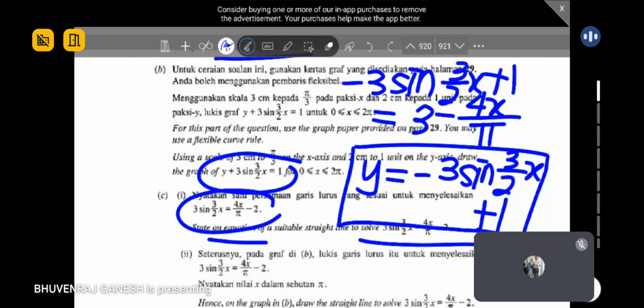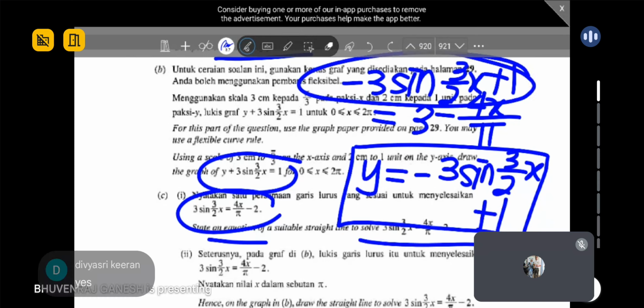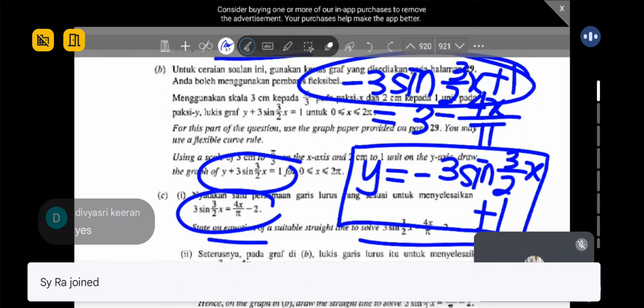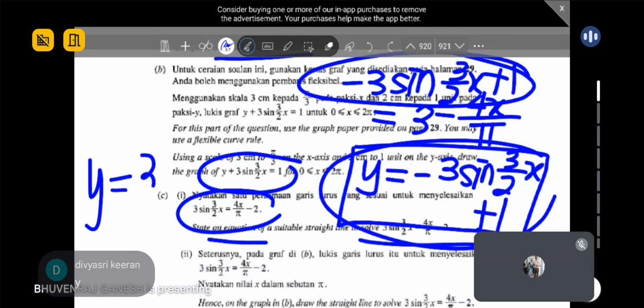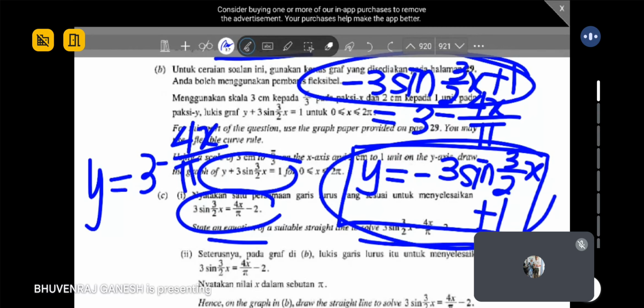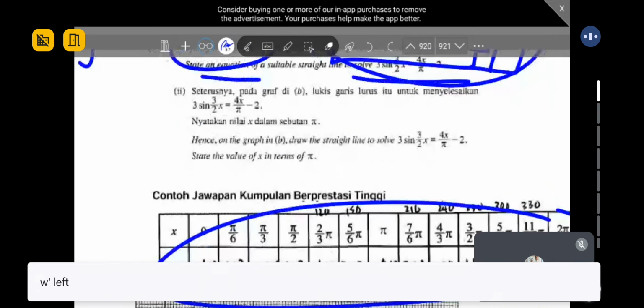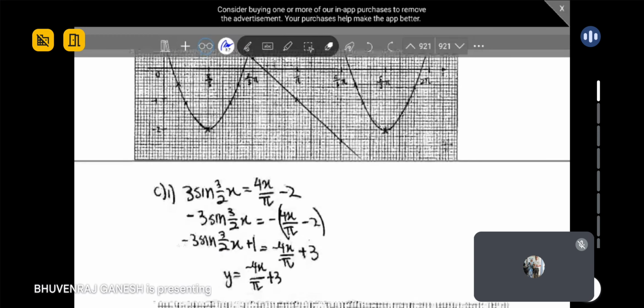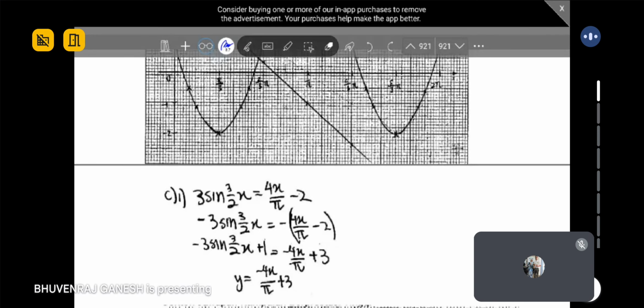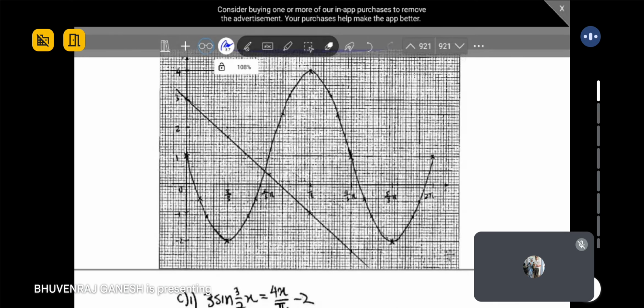Can you understand? The whole thing that I circled is your y. So I just change it to y equals 3 minus 4x over pi. That's all. That's your answer. So this is how you solve question C1. Can get it, right? Easy, right? So we go to question C2.